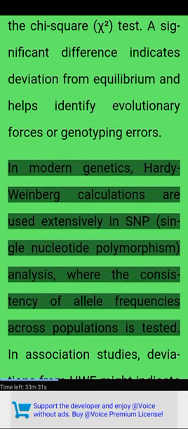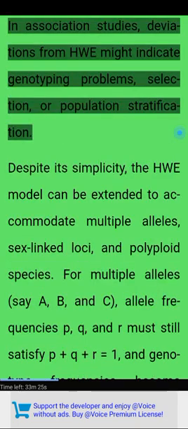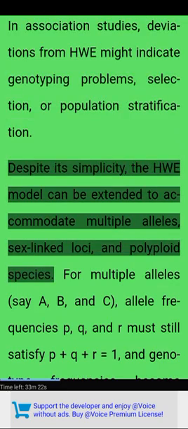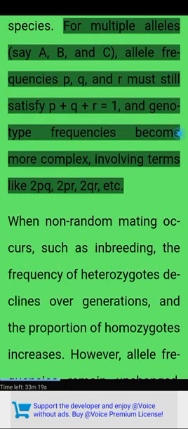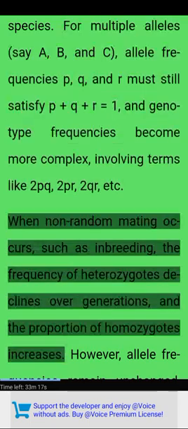In modern genetics, Hardy-Weinberg calculations are used extensively in SNP, single nucleotide polymorphism, analysis, where the consistency of allele frequencies across populations is tested. In association studies, deviations from HWE might indicate genotyping problems, selection, or population stratification. Despite its simplicity, the HWE model can be extended to accommodate multiple alleles, sex-linked loci, and polyploid species. For multiple alleles, say A, B, and C, allele frequencies p, q, and r must still satisfy p plus q plus r equals 1, and genotype frequencies become more complex, involving terms like 2pq, 2pr, 2qr, etc.